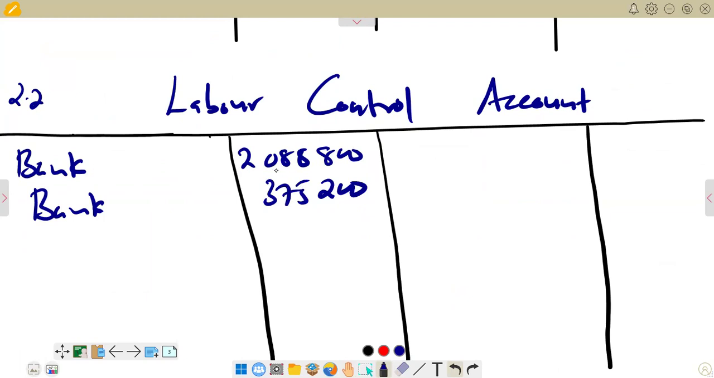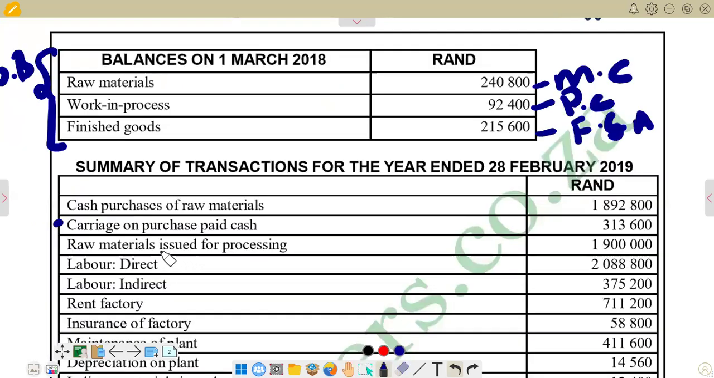So after entering this labor, the second double entry is to transfer this labor to the necessary accounts again. Remember, the direct labor, if you come back, you would see that we have got direct and indirect. The direct part of labor, which is 2,088,800, we are supposed to post to production control. And then also we've got indirect labor.